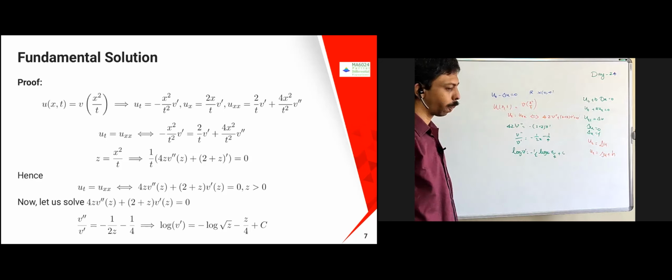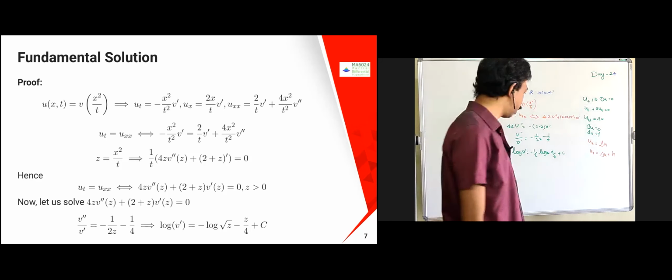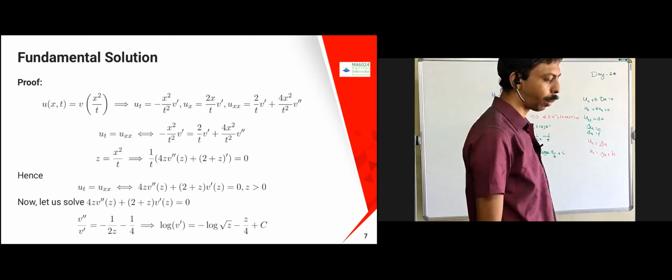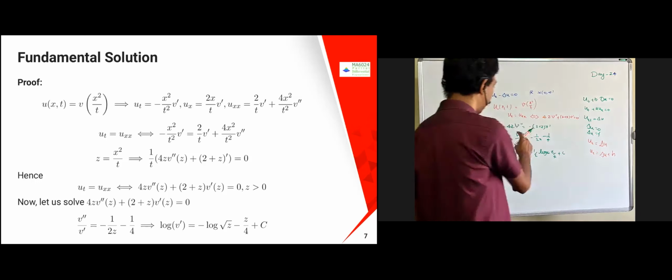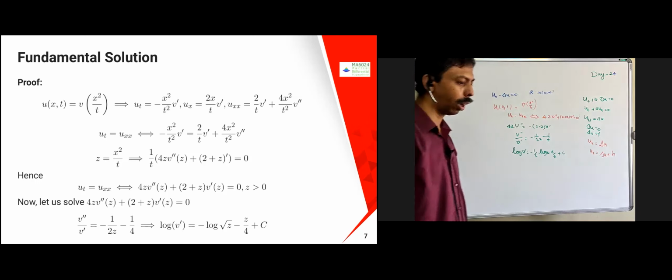So I can just rearrange this one. Log of 2 square root of z I got here, so minus 1 by 2 log z.